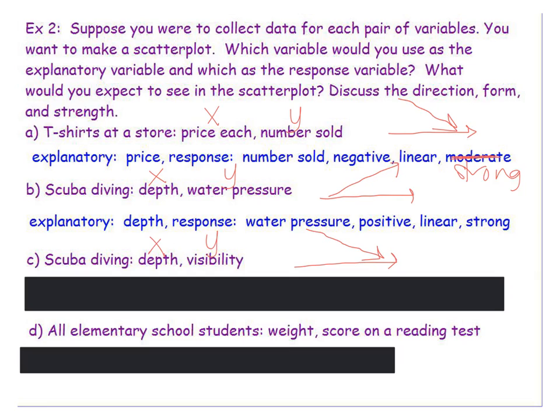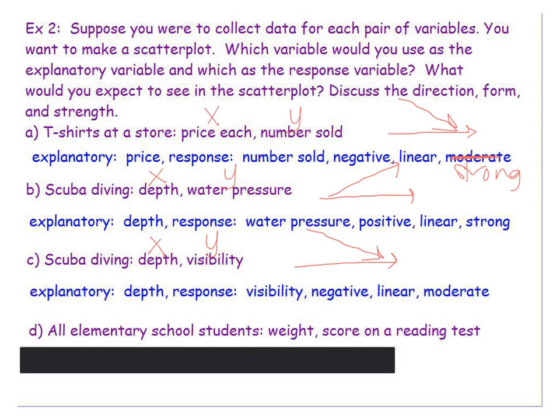There are other outside factors. It could have been a rainy day, so the water just got stirred up from the rain. If it's sunny outside, you're going to be able to see better than if it's cloudy outside. So there are other factors that affect visibility other than just your depth. So I personally would say that's probably a moderate case instead of a strong case. So your explanatory variable is depth. Your response variable is visibility. It is down, so it's negative, linear, but it's moderate.